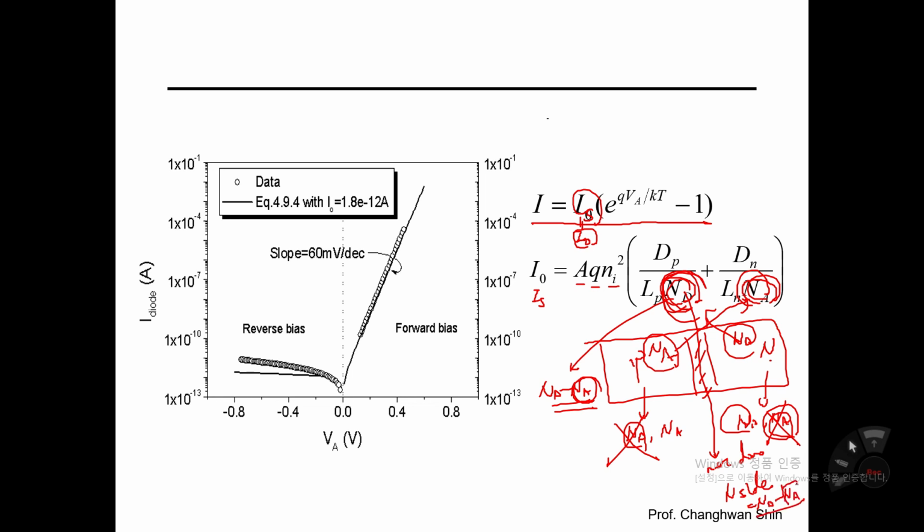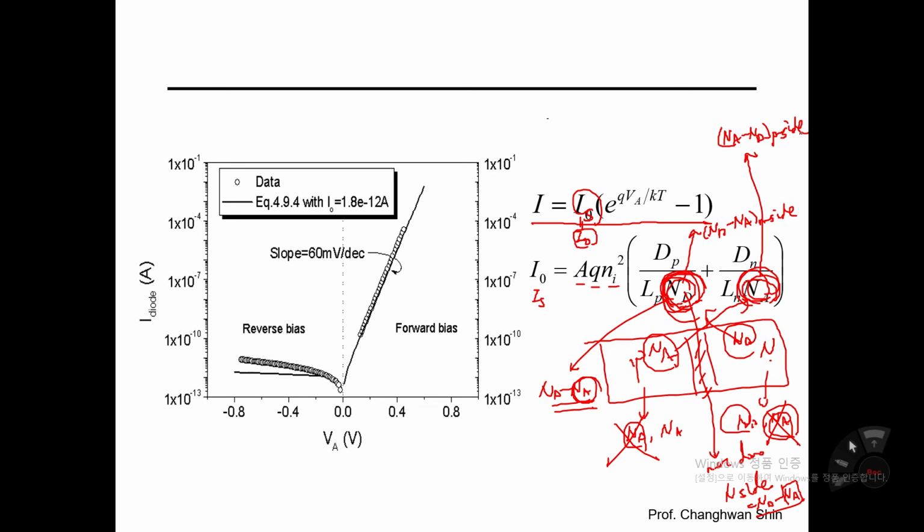But usually this Na is much smaller than the donor concentration in the N side. That is the main reason I have simply used the Nd. But more specifically, this term should be Nd minus Na in the N side. And instead of Na, more technically speaking, that should be Na minus Nd in the P side.